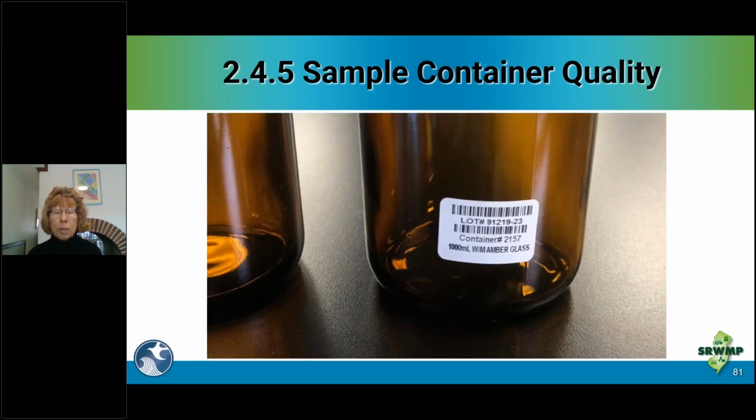Here we have a close-up of the way the laboratory receives that container from that trusted vendor, indicating that there is pre-cleaning documentation associated with that lot number and that container number. The sticker also includes the type of container. This is amber glass, and it is a 1 liter container. Next slide.